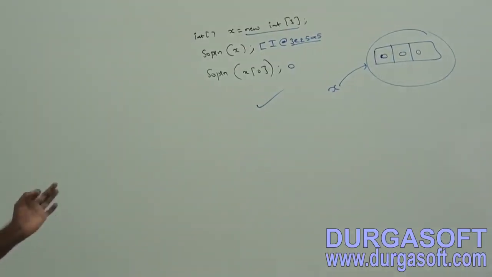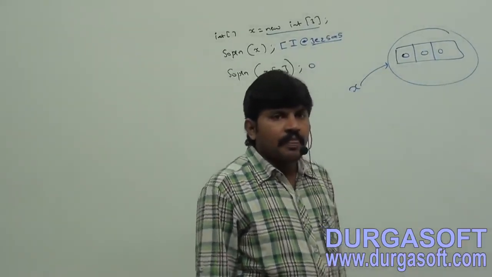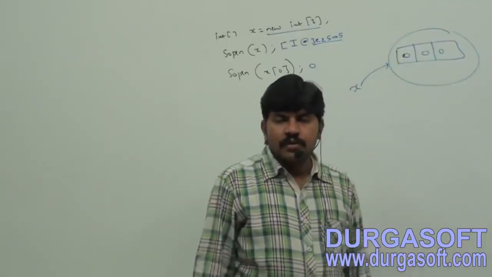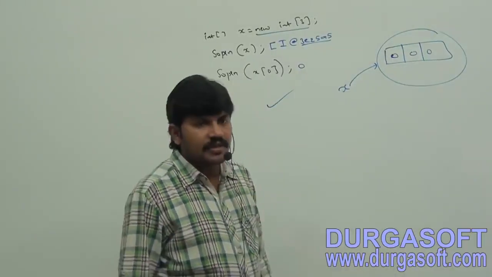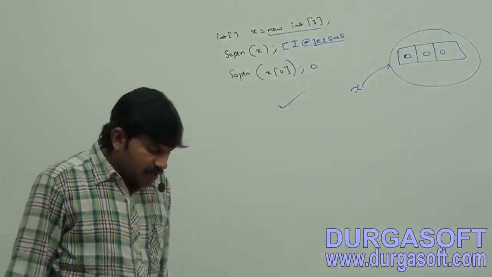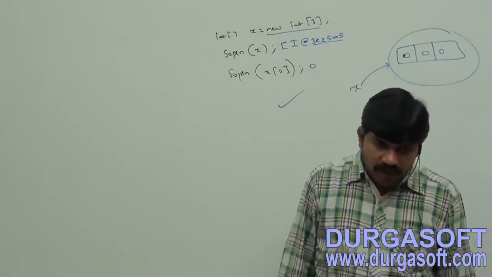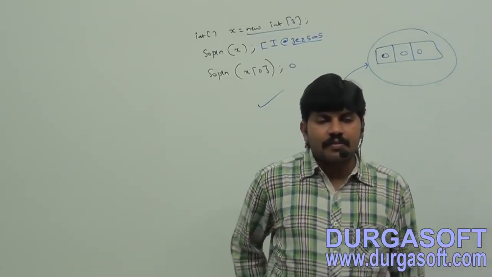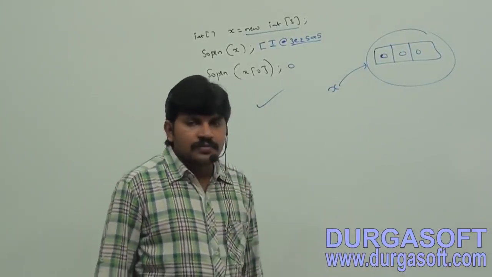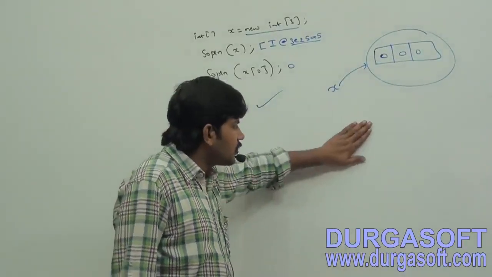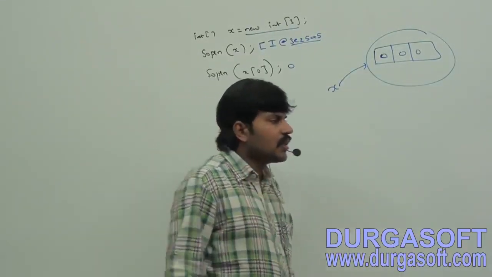Once we create an array, every element is by default initialized with the default values. Every array element by default initialized with the default values. Okay, simple.